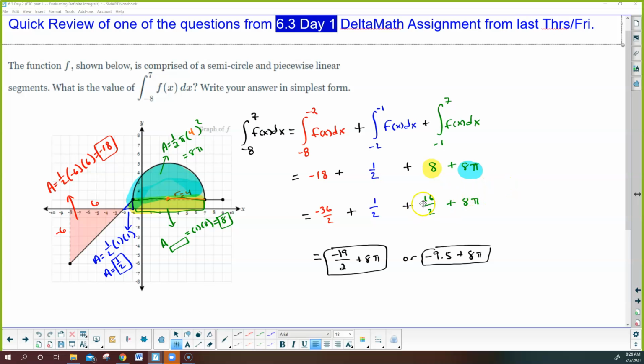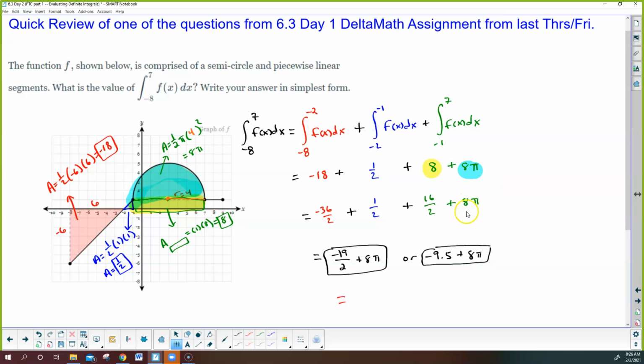Okay, so then what I did after that was I just realized that I have a 1/2, so I changed everything to a denominator of 2, added them up, and I got -19 halves plus 8 pi, or you might say -9.5 plus 8 pi. You could even turn this into 16 pi over 2, and then you could write it as -19 plus 16 pi, all divided by 2.